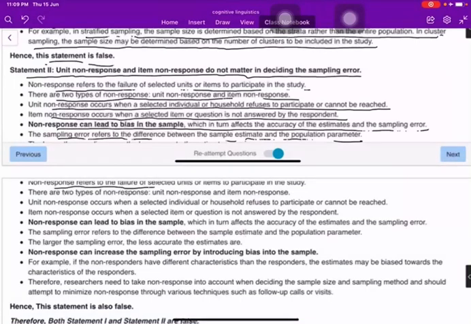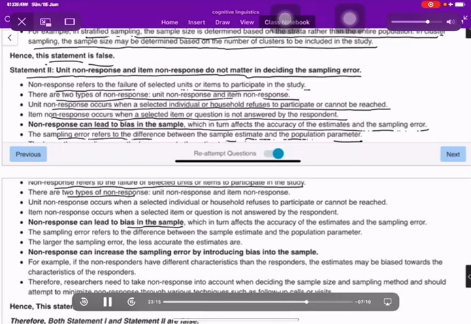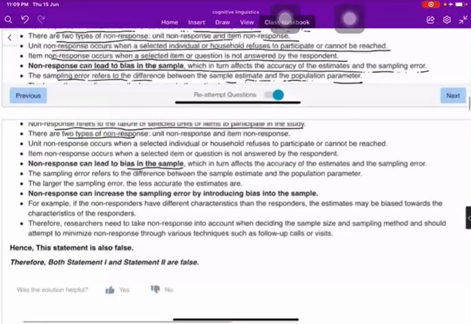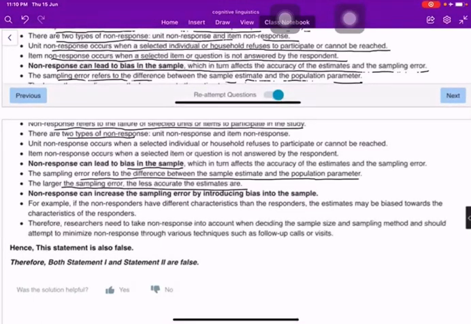Non-response refers to the failure of selected units or items to participate in the study. There are two types of non-response. It can lead to bias in the sample. Sampling error refers to the difference between the sample estimate and the population parameter. The larger the sampling error, the less accurate the estimates are. Non-response can increase the sampling error by introducing bias into the sample.